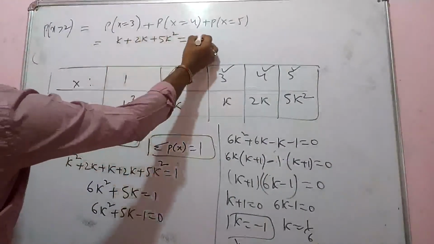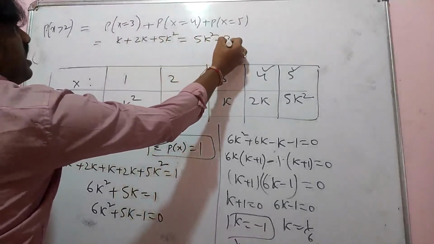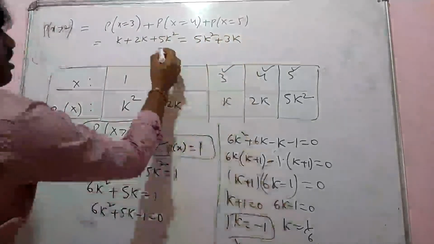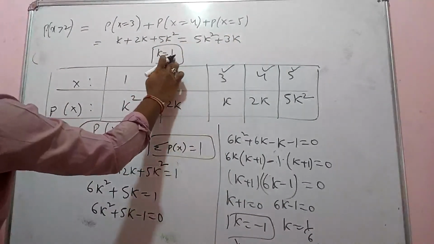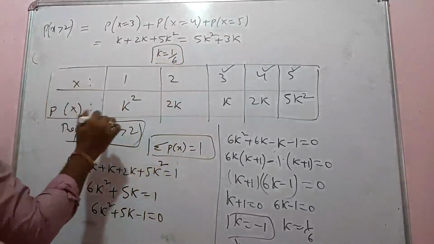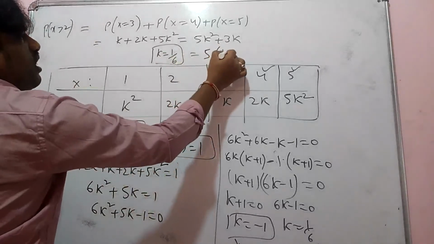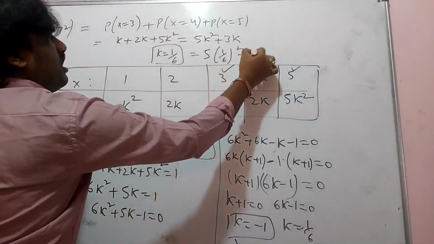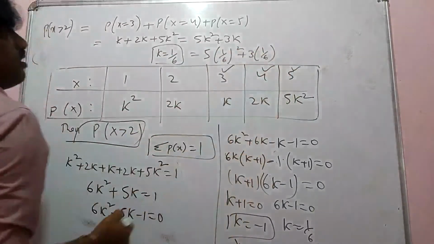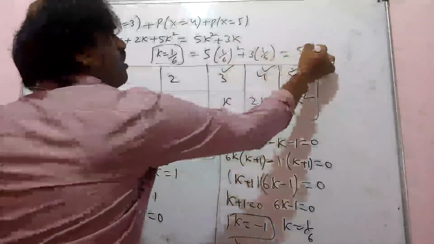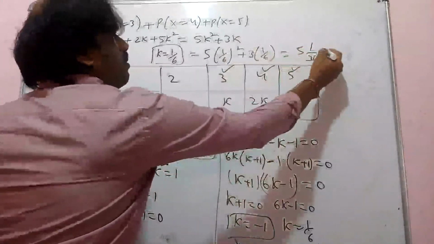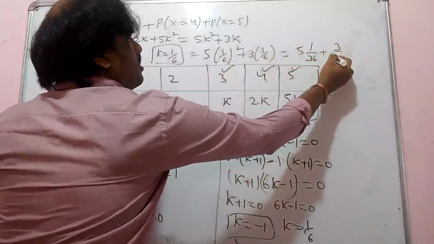Totally, if I add here, I'll get 5k square plus 3k. But I got the k value as 1 by 6, so I substitute 1 by 6 in this. Therefore I am going to get the answer: 5 into (1 by 6) whole square plus 3 into 1 by 6. So that is what I am going to get here: 5 into 1 square is 1 upon 36, plus 3 upon 6.